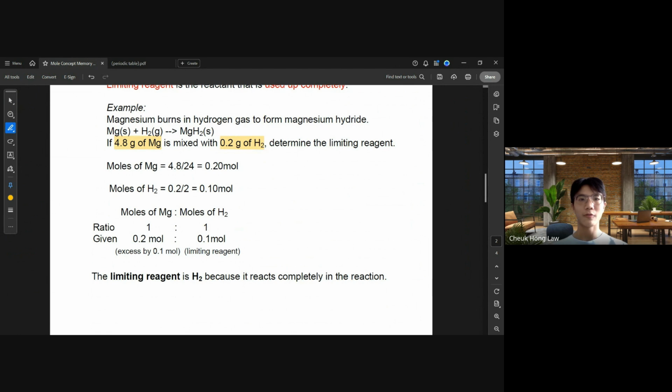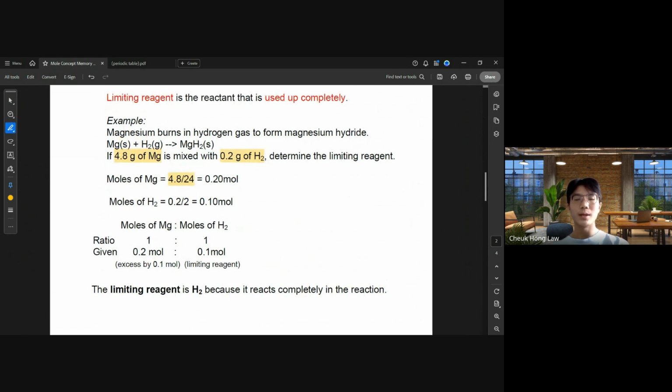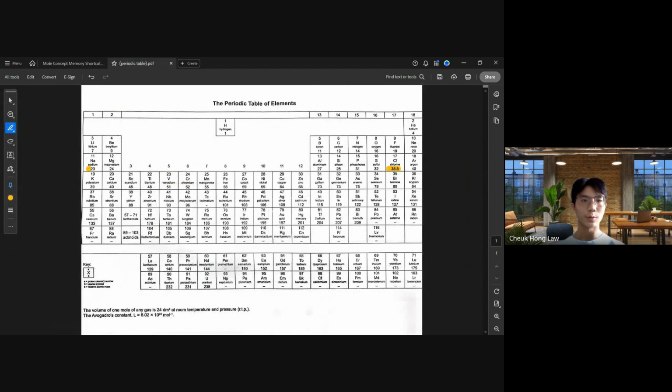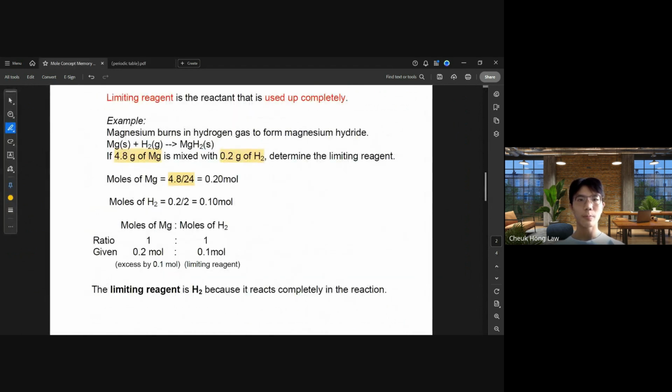So I can find the number of moles of Mg and H2. Okay, so the number of moles of Mg will be the mass divided by the Mr. The Mr of Mg will be 24. So 4.8 divided by 24 gives me 0.2 moles.